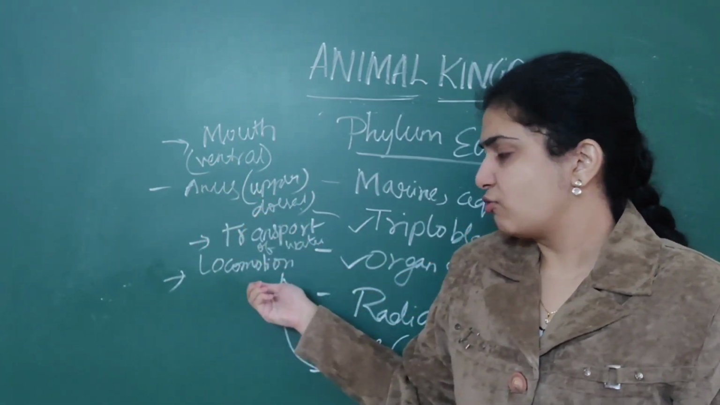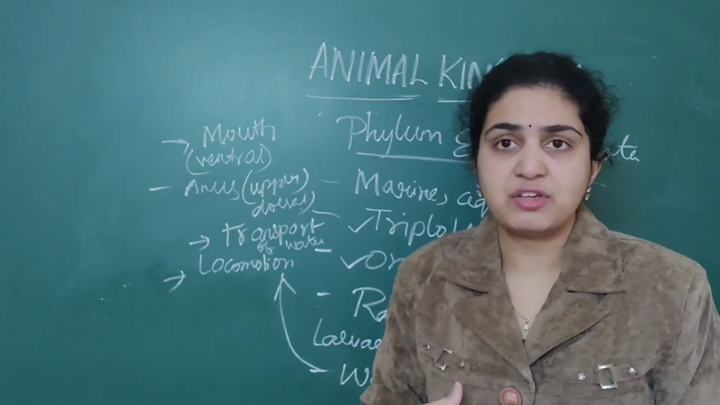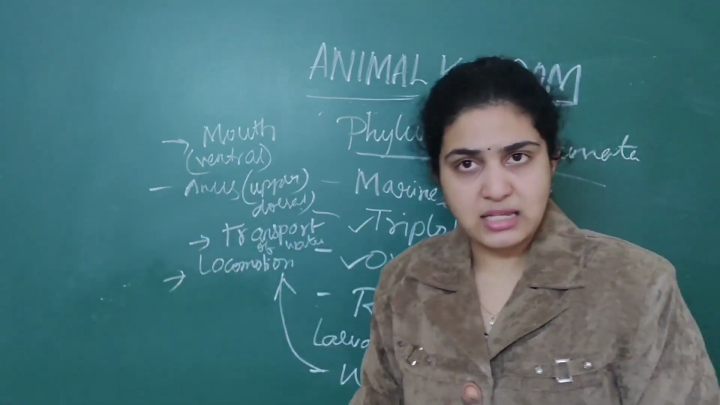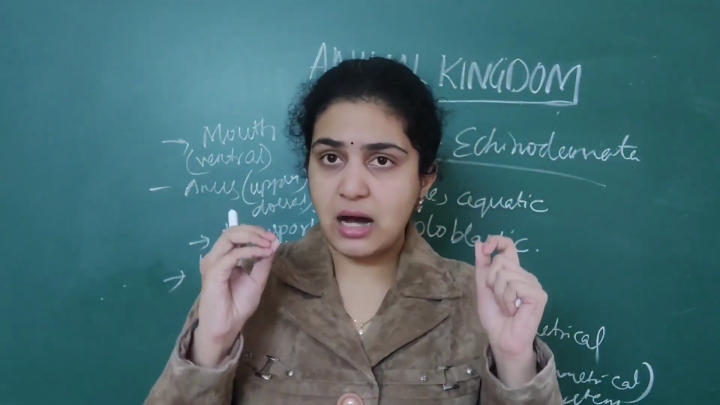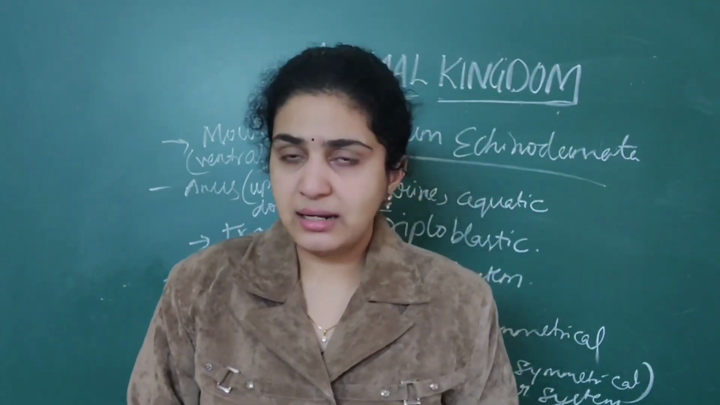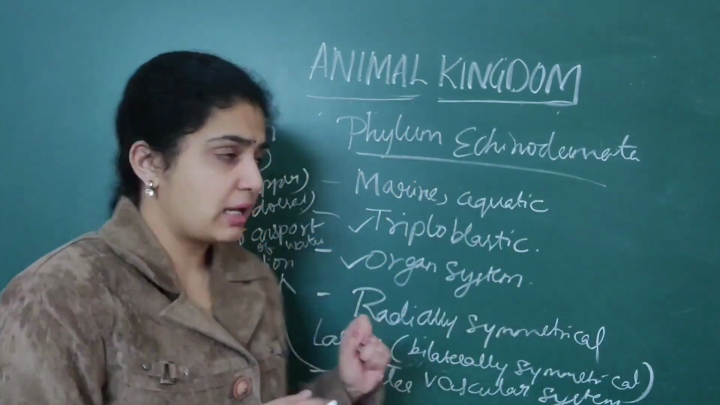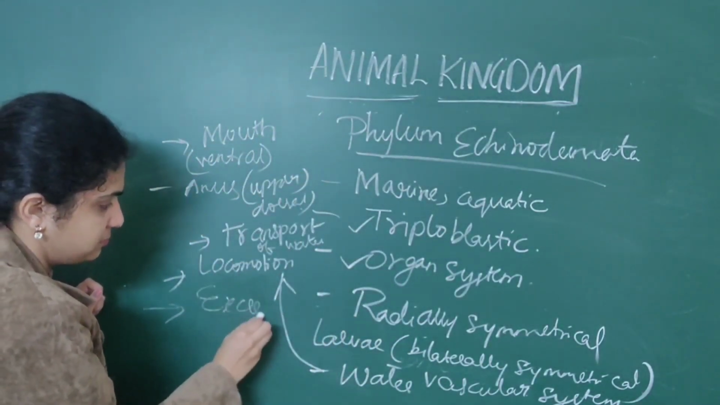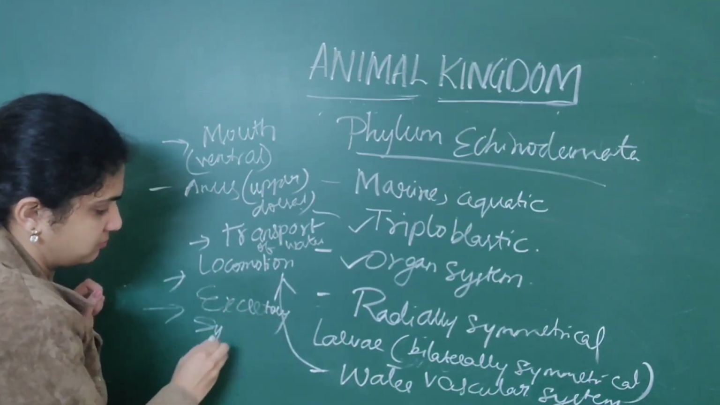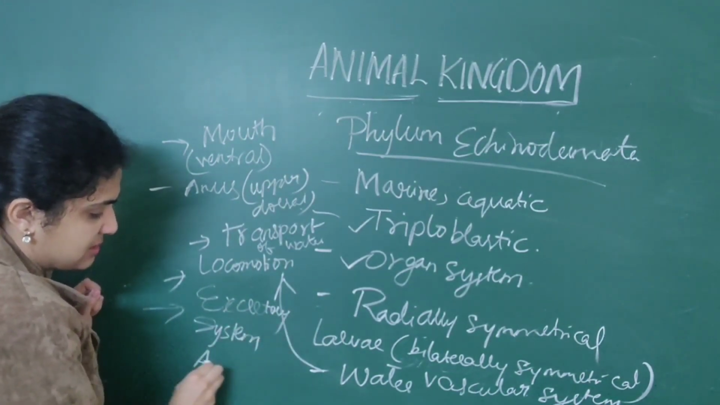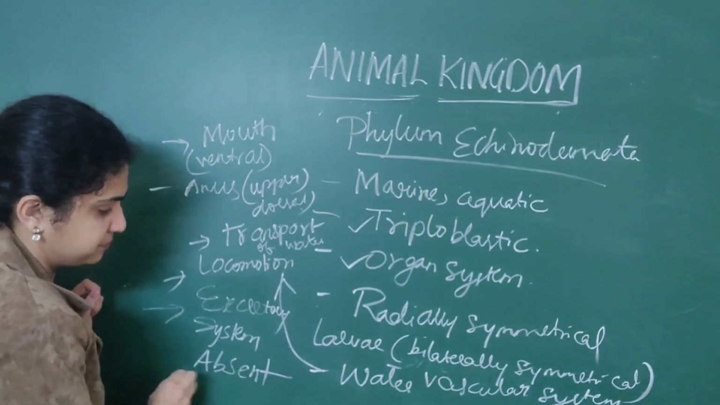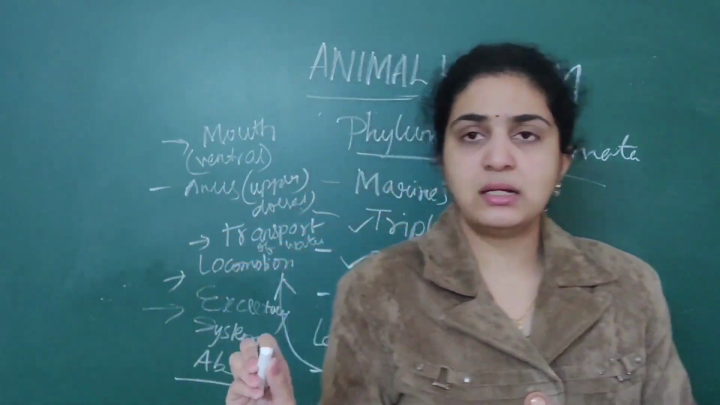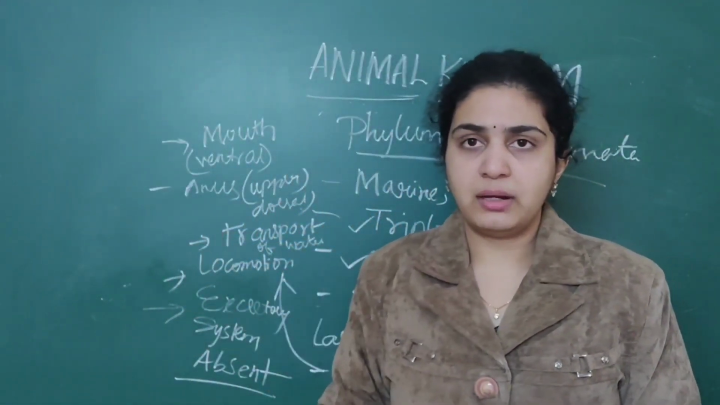So transportation of water as well as locomotion is the specific feature of the water vascular system. Next specific feature is about the digestive system. Here, an important point: the excretory system is totally absent in Echinodermata.